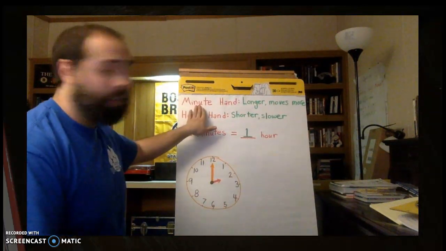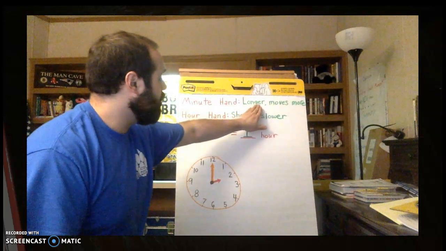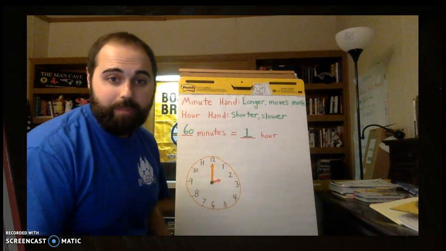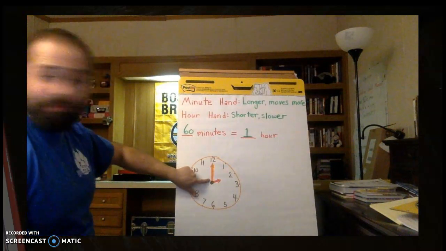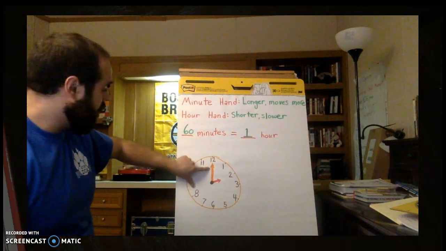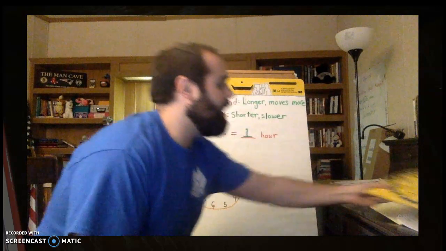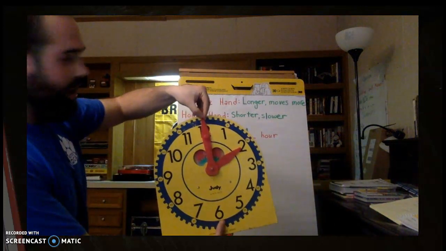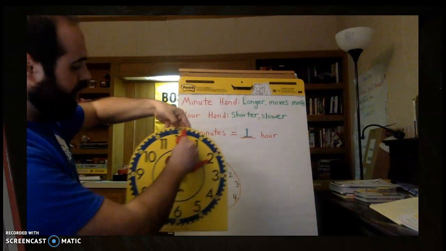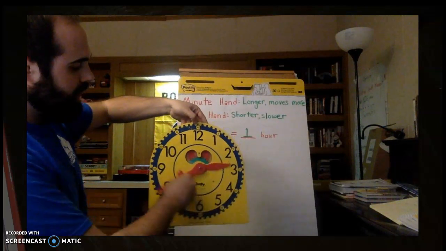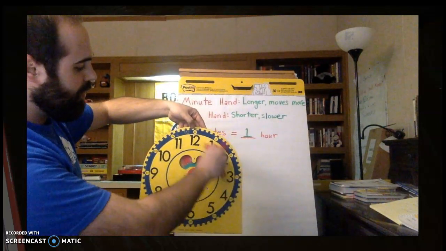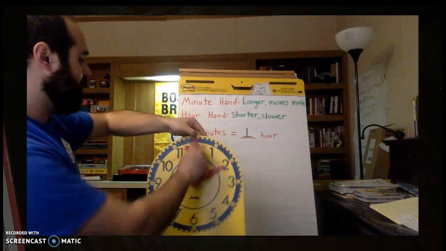So, first thing is the minute hand. It is the longer hand that moves more. Just as what I drew right here is the longer hand. Same as on my Judy, it's the longer hand. And we notice that it moves a lot more than that hour hand does. The hour hand moves very slowly, the minute hand cruises right around.